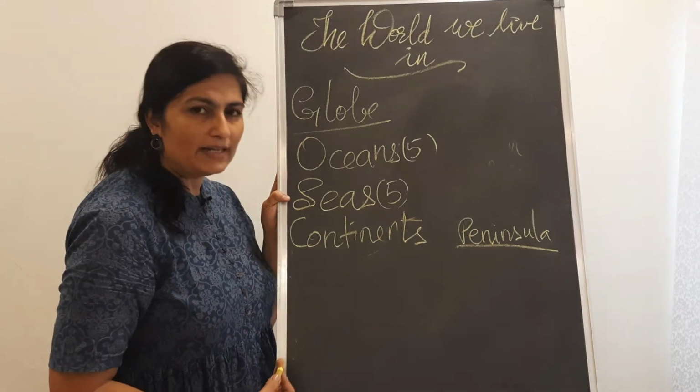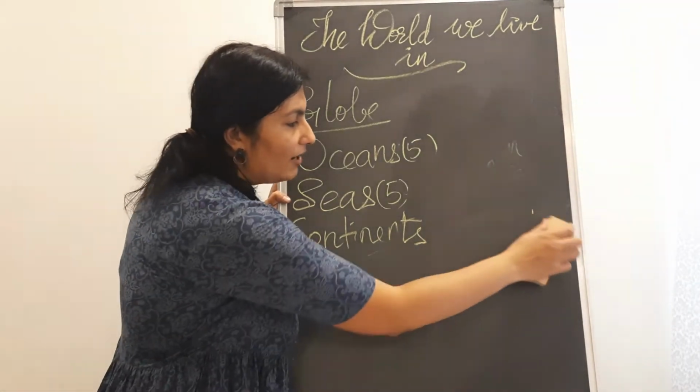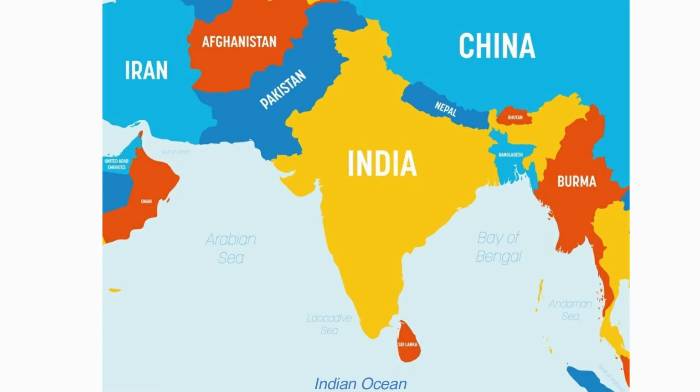So India is a peninsula, and India is surrounded by 2 seas and 1 ocean. That is the Indian Ocean. Then it is surrounded by the Bay of Bengal Sea and the Arabian Sea. So 2 seas and 1 ocean surround India, and India is also called a peninsula.